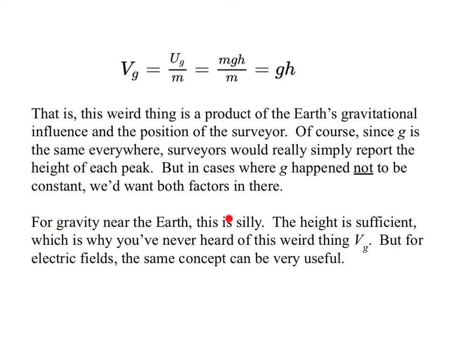If g varies, this would become some function of where the mass is in our system. For gravity near the Earth, all of this has been silly. The height is sufficient, which is why you've never heard of this weird thing called V sub g. But for electric fields, the same concept can be very useful. This thing, what we just called V sub g, gets a weird name. It would be called the gravitational potential. What we're really interested in, of course, is the electric potential, and we'll talk more in the next one about what this potential is and what's going on. Where is it coming from? How do we define it?